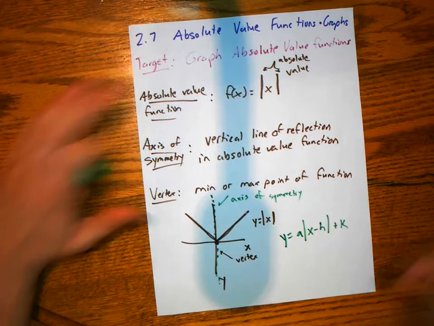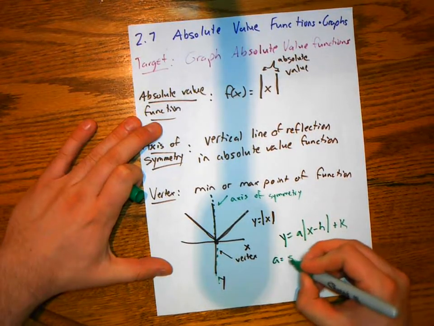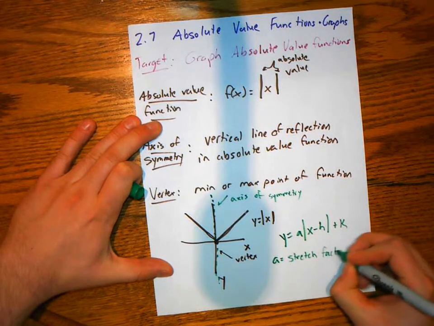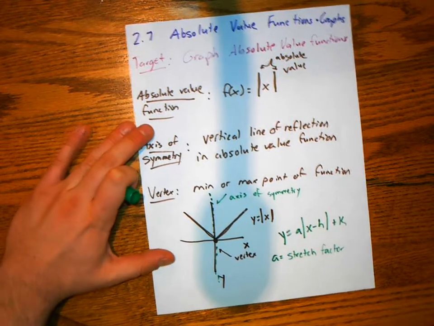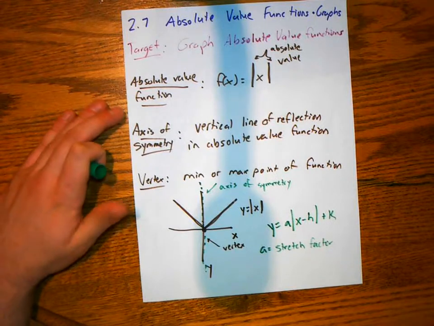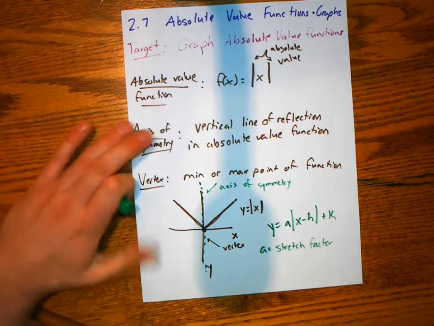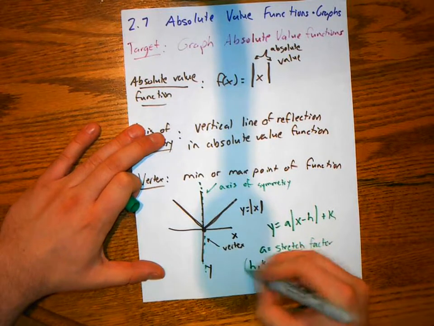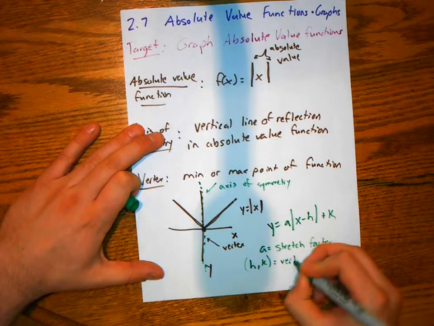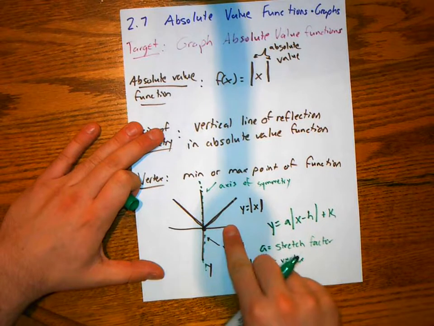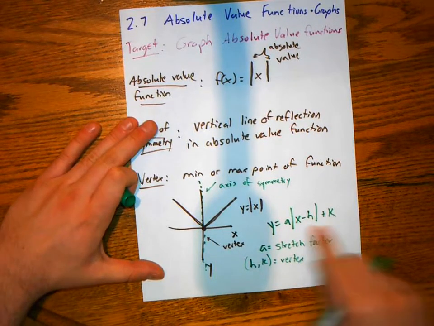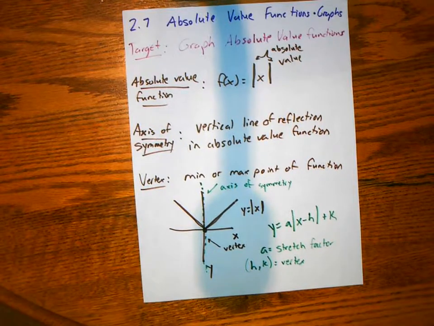Each of those letters: your a is the stretch factor, just like in the other transformations we were talking about in the last video. If there's a number that's being multiplied to that function, that's the stretch factor. And the vertex is going to be the point (h, k). So if this vertex gets shifted left or right, up and down, that's where these two vertical or horizontal translations come into play in terms of the equation.